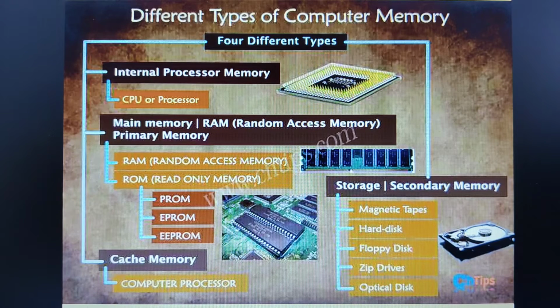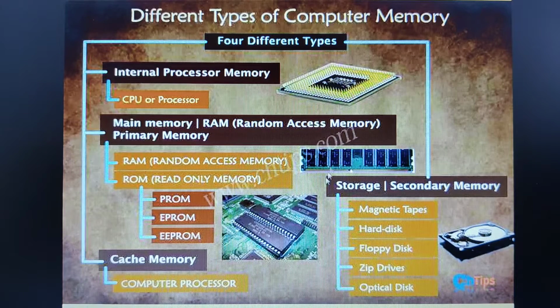Computer memory is mainly divided into two units, that is the main memory as well as the secondary memory. The main memory can also be referred to as the primary memory, where the primary memory is divided again into random access memory and read-only memory. The other type is the secondary memory: magnetic tapes, hard disk, floppy disk, optical disk, etc. So these are the two main ways the computer classifies its memory.